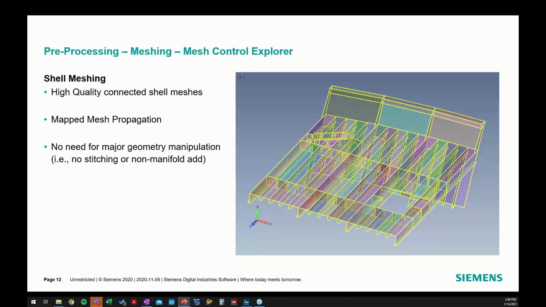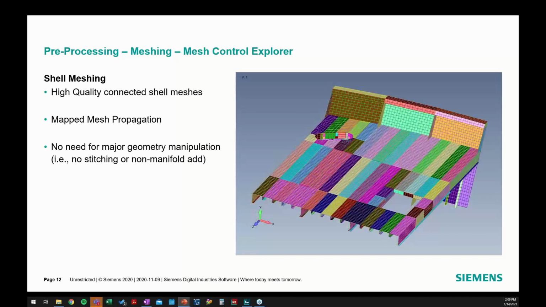Yeah, again, there's the capability to manage a lot of shells, and you can see here there's a lot of different disconnected surfaces, and they're all different solids. And the key with this is that you can have high quality connected shell meshes. And as you can see here, that's actually a really, really uniform mesh. So again, there's no need for major geometry manipulation as long as everything comes in as a mid-surface already.